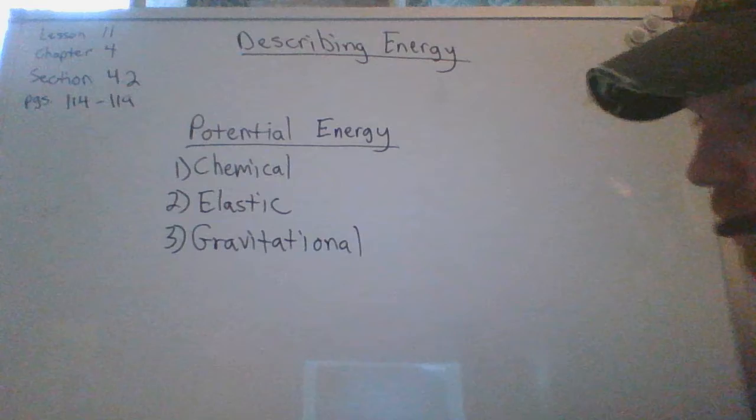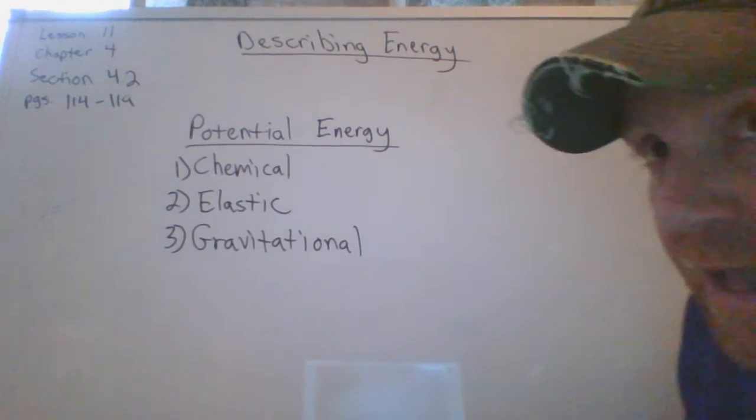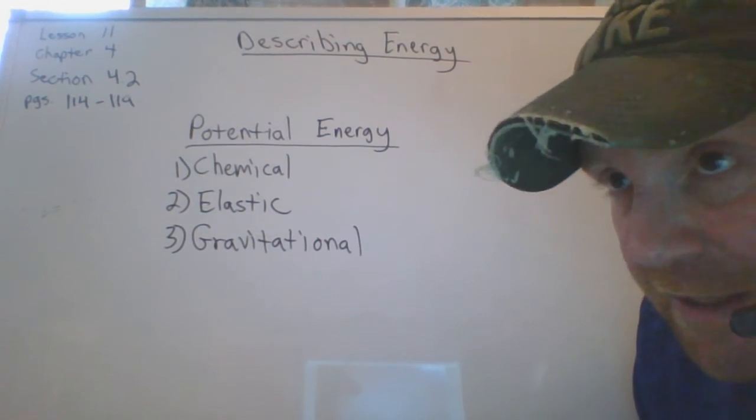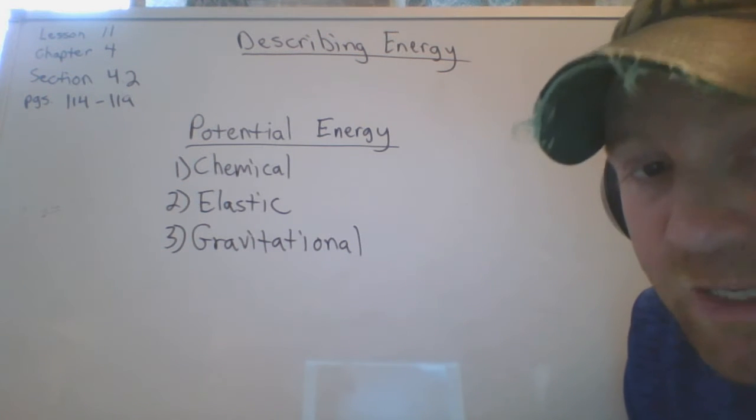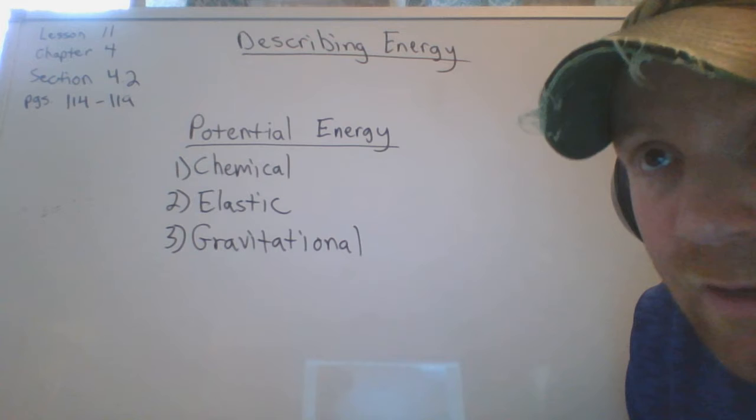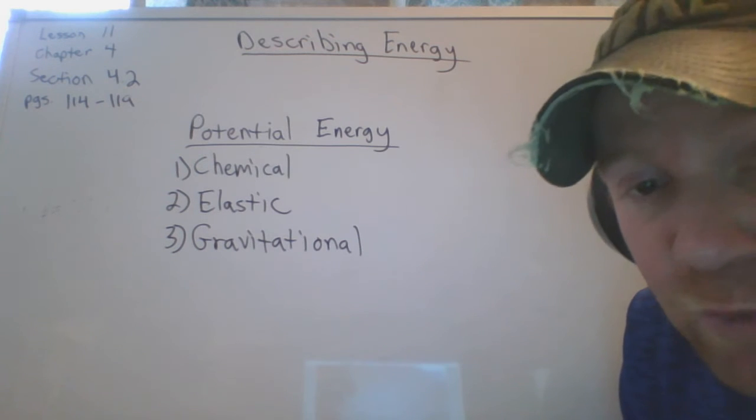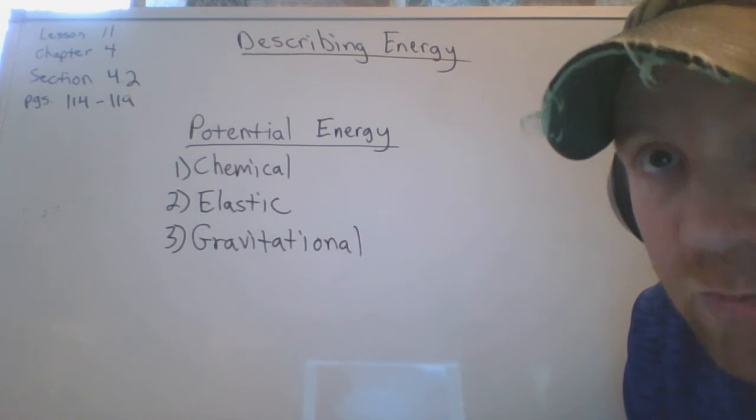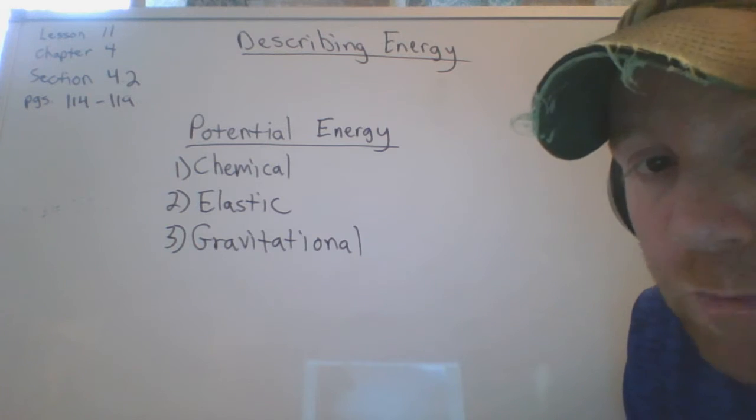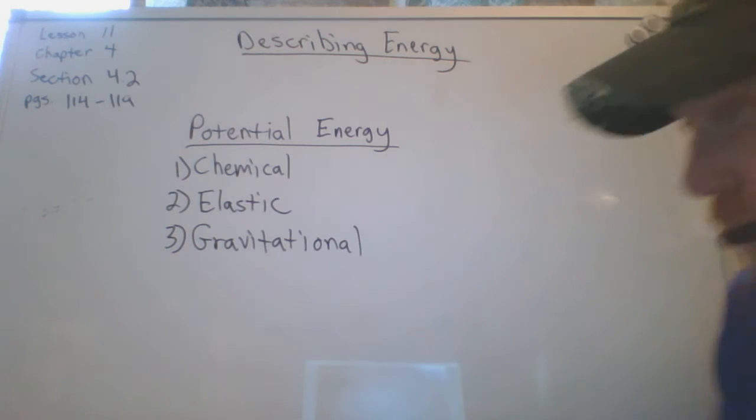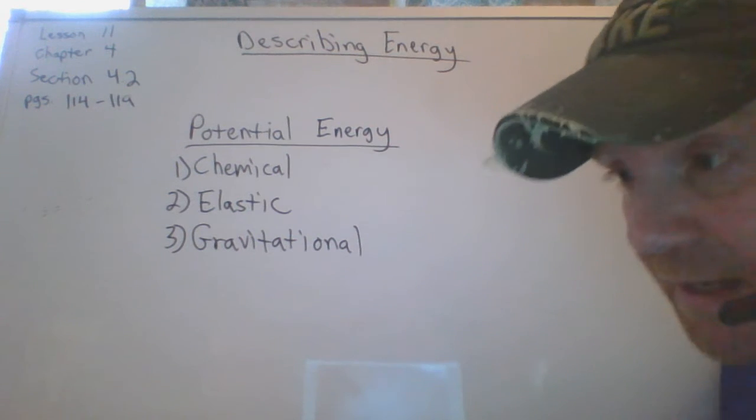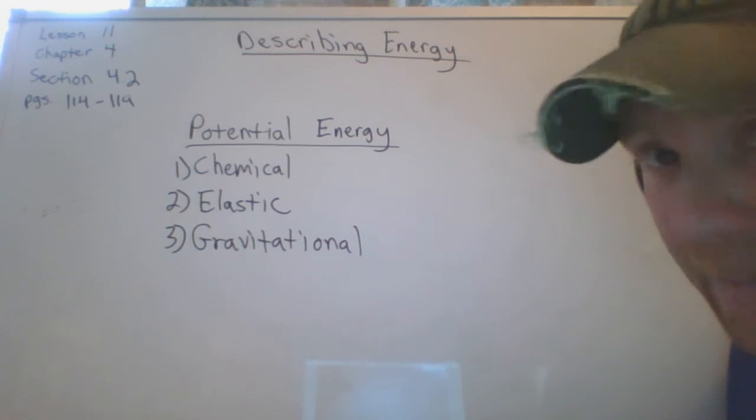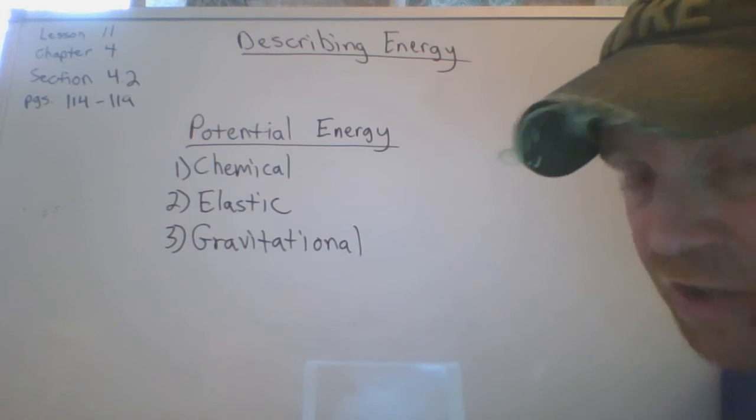The first one is chemical potential energy. I want you to think of it as food. Why do we eat food? We eat food because we need energy. And when we digest that food, and chemical bonds are broken and reformed to make new products, energy is released. So when you think of an apple sitting on a table, that apple has chemical potential energy.